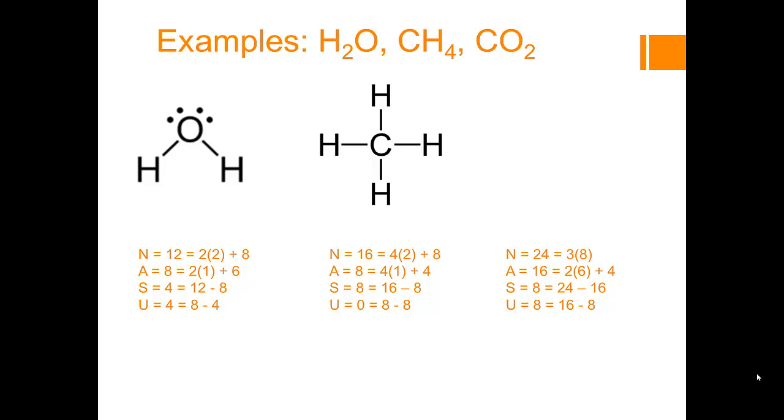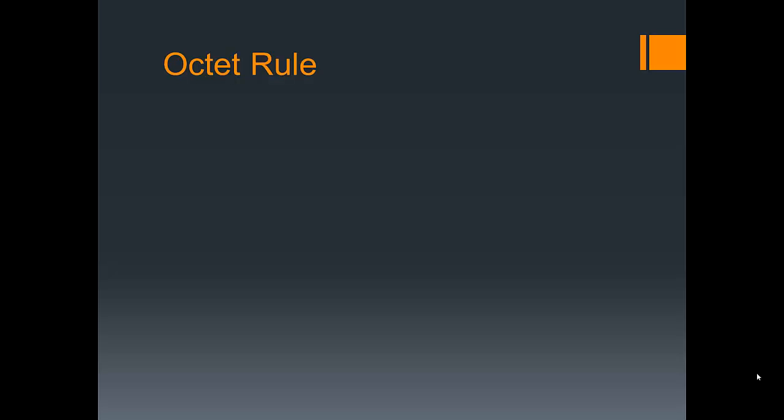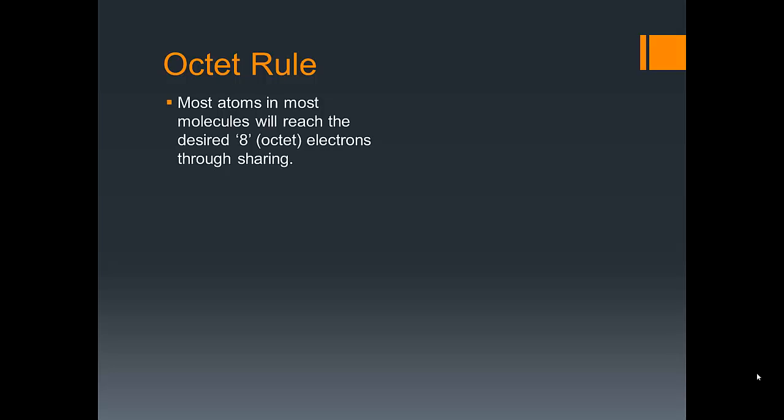And then here's CO2. Again, C is going to go in the middle. It still needs more. This time we're going to make some double bonds, though. Okay. The octet rule.